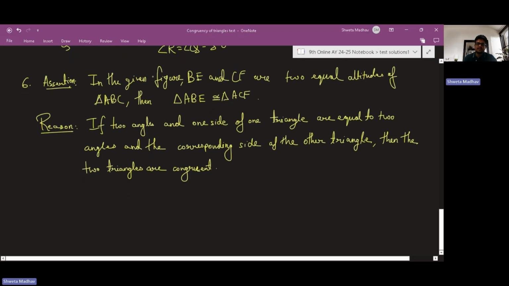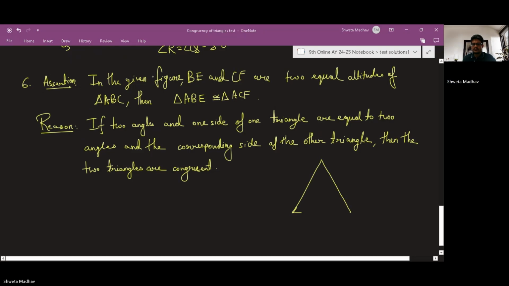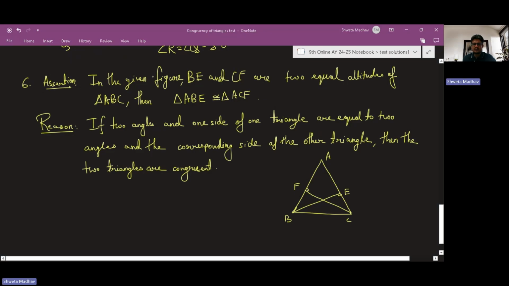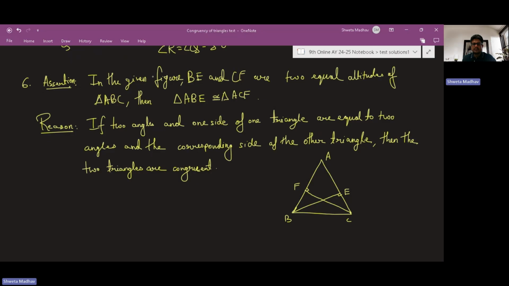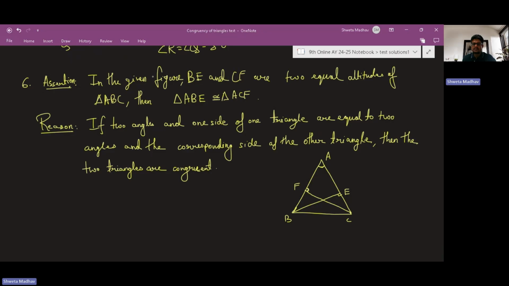So here in the assertion it is told, in the given figure, the figure is this triangle ABC, and BE and CF are two equal altitudes. These two are altitudes, and we have to prove that triangle ABE will be congruent to triangle ACF. That is true, since angle A is the common angle, and these two angles are equal.